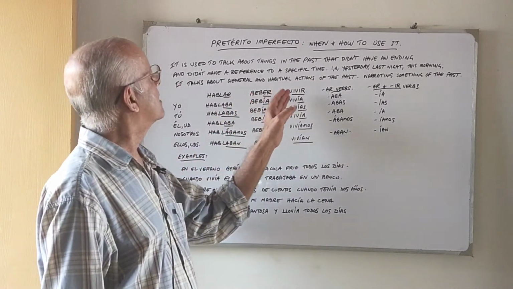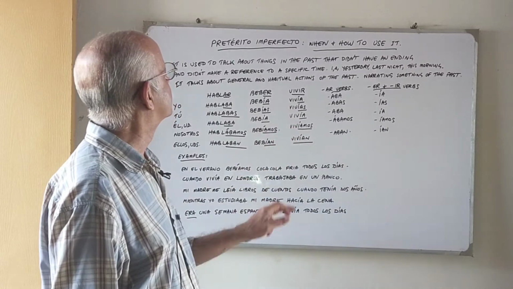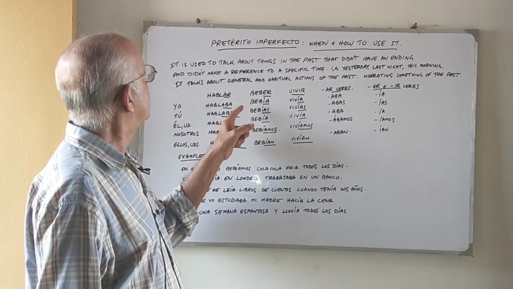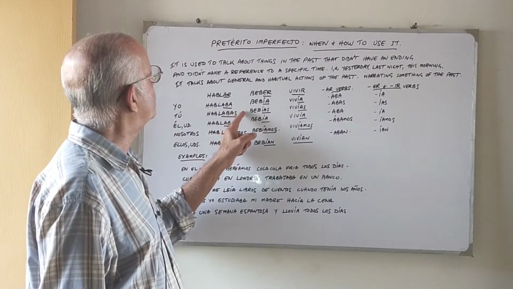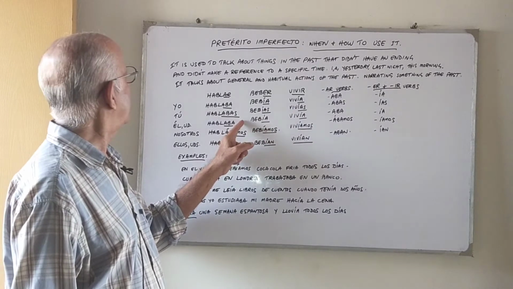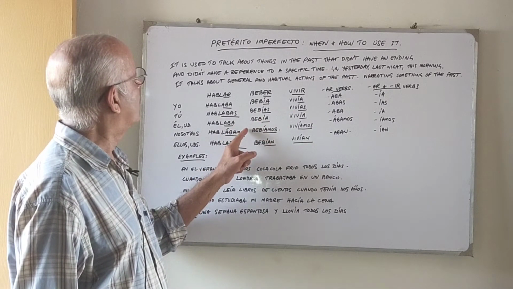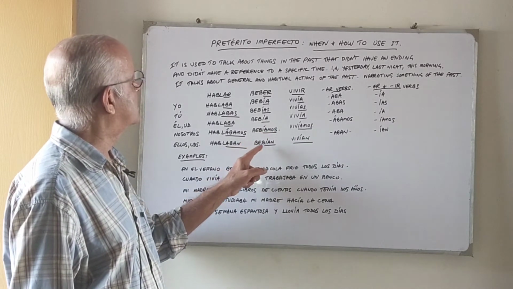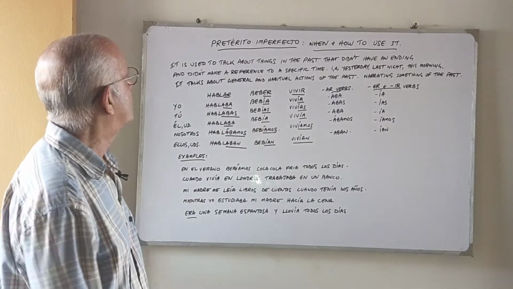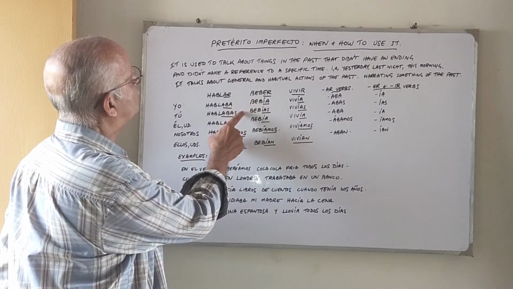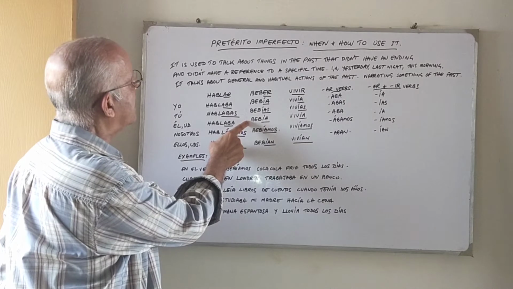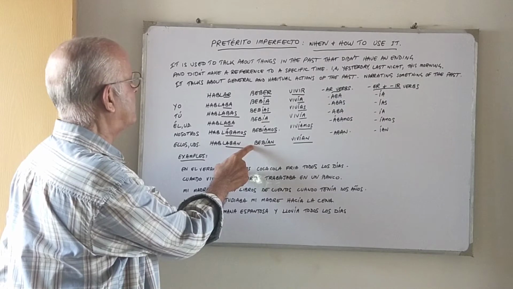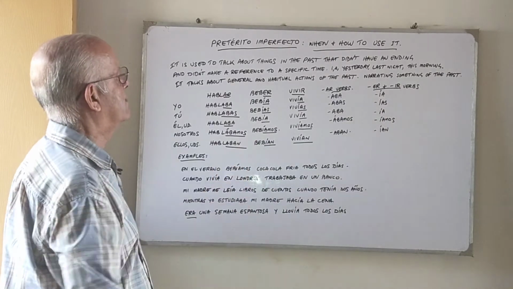ER and IR verbs have the same endings. For ER verbs, again we remove the ER, and for yo we add ía, for tú we add ías, for él and usted we add ía, for nosotros we add íamos, and for ellos, ellas and ustedes we add ían. So the formations are yo bebía, tú bebías, él bebía, ella bebía, usted bebía, nosotros bebíamos, ellos bebían, ellas bebían and ustedes bebían.